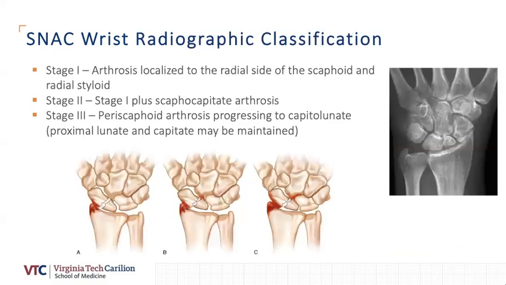Again, there is a classification to describe the severity and stages of SNAC wrist. In stage 1, you have arthritis localized to the radial side of the scaphoid and the radial styloid. Then in stage 2, as it progresses, you will also have arthritis of the scaphocapitate joint. And then in stage 3, you have the addition of periscaphoid arthrosis progressing to capitolunate.